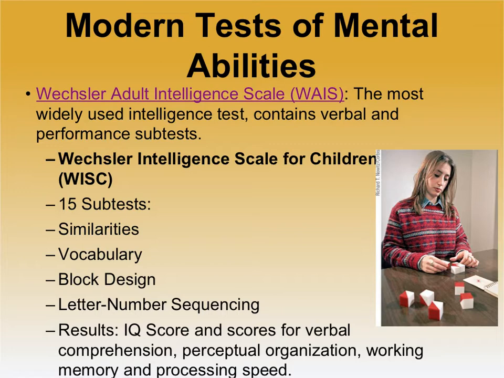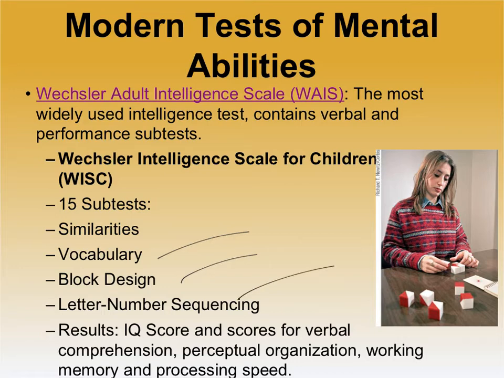All right, so let's go to the modern IQ test. That would be the Wechsler Adult Intelligence Scale, known as a WAIS, or the Wechsler Intelligence Scale for Children, known as a WISC. Ms. Mardek, our school psychologist, will be coming in on Wednesday to talk to us more about this. But there are 15 subtests, 15 subscales having to do with vocabulary, block design, letter number sequencing.